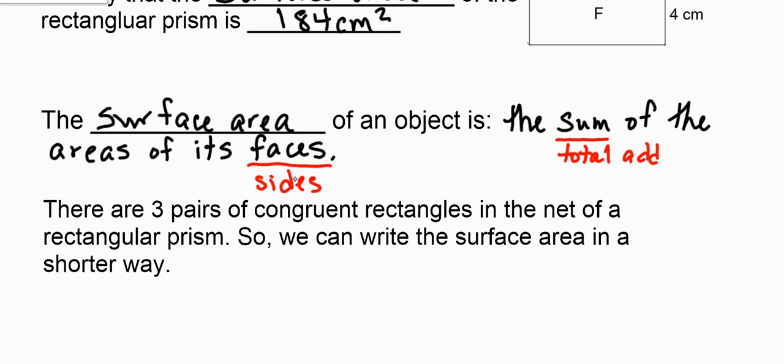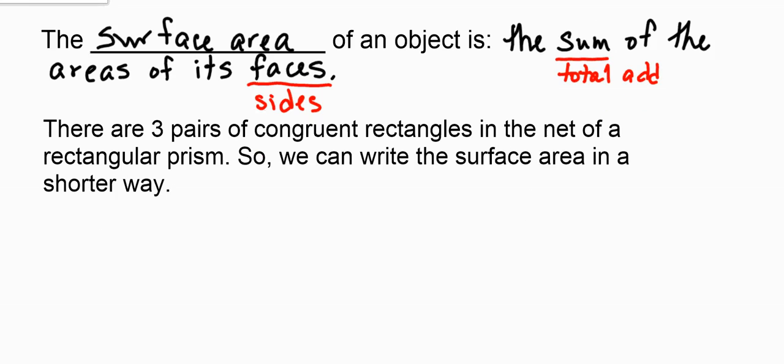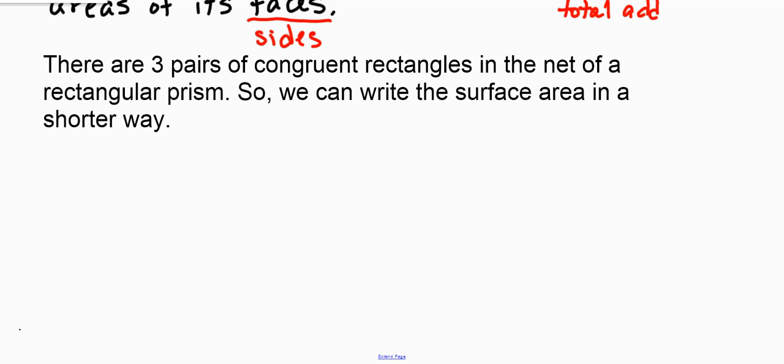Okay, so there are 3 pairs of congruent rectangles in the net of a rectangular prism. So we can write the surface area in a shorter way. Typically, the way that I like to structure this is I like to break it into 3 different sections. So I have the top and bottom. The top and the bottom are going to be the same size. So I'm going to find the area of the top or the bottom, and then I'm going to multiply by 2 because I have 2 sides that are that size.